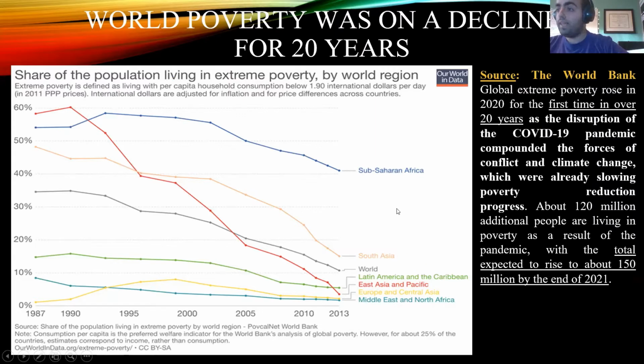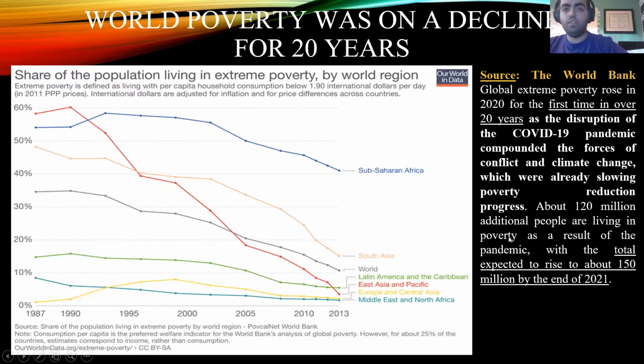And it's quite sad that these trends were looking really good up until COVID. And then according to the World Bank, as a consequence of a combination of COVID as well as climate change, these trends have actually started to go in reverse. They say in 2020, for the first time in the last 20 years, we actually saw increases in the amount of people that were living in poverty.